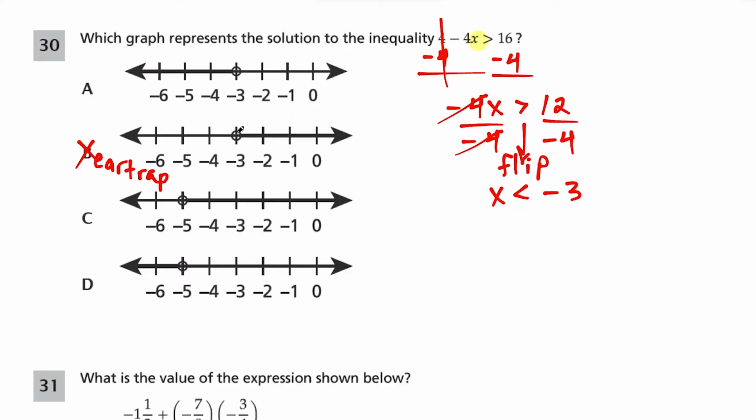So we're not going to be shading to the right of negative 3. We're going to be shading to the left of negative 3. So notice we have the open circle at negative 3, and all the values to the left are shaded here. So that's why our solution here is going to be choice A.